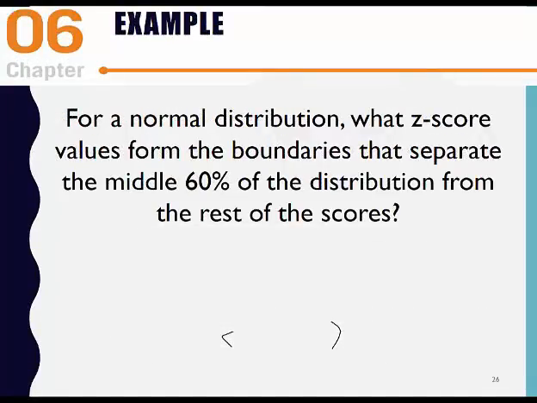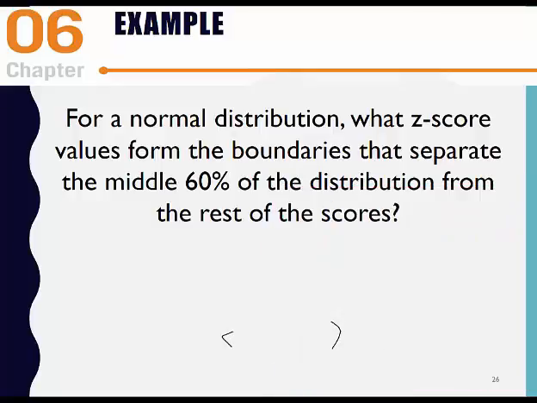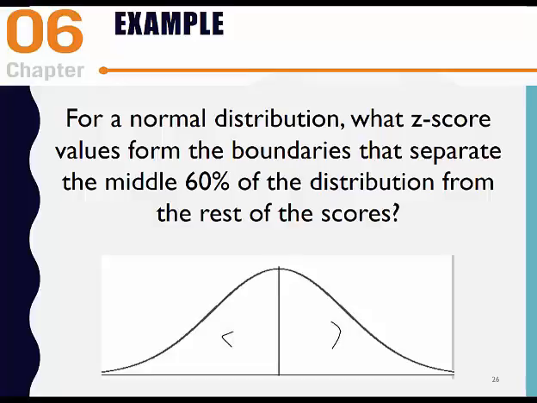For a normal distribution, what z-score values form the boundaries that separate the middle 60% of the distribution from the rest of the scores? So please press pause. So first, let's do the rough draft. This is the normal distribution. The middle 60% of the distribution would be about here, 30% on this side and 30% on this side. That's the middle 60% of the distribution. And we're looking for the corresponding z-score.